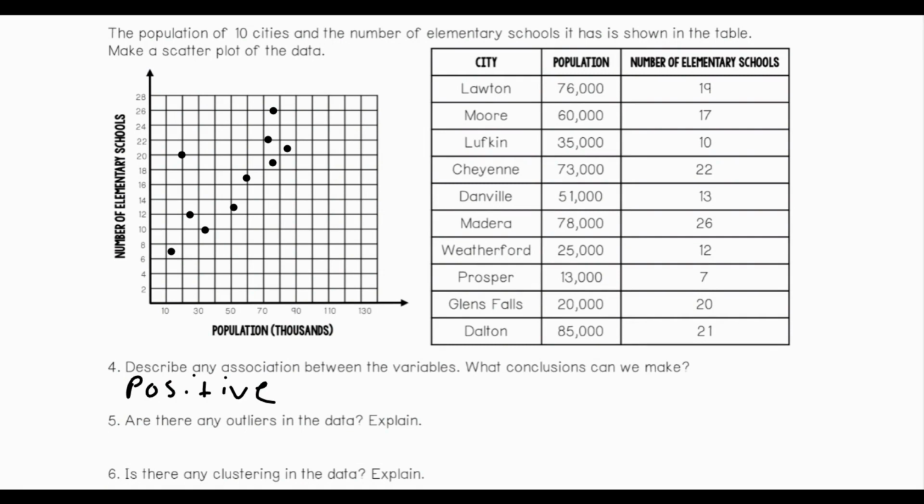5, are there any outliers in the data? This point right here, which is Glen Falls, is an outlier. Now, Glen Falls is an outlier because, based off of our data, cities that have populations of about 10 to 30,000 should be in this area right here, which is anywhere from 7 to 12 elementary schools. Glen Falls having a population of 20,000 and having 20 elementary schools is a weird piece of data. They shouldn't have that many elementary schools based off of their population, so they are an outlier.